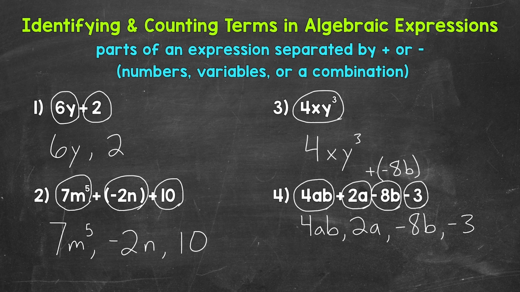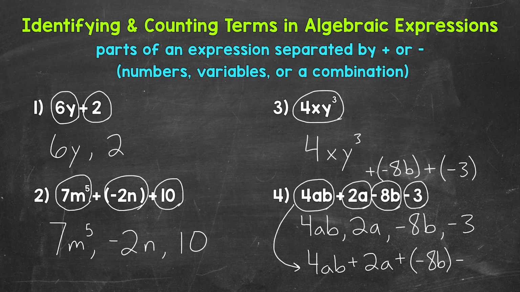Then we are subtracting 3, so add the opposite there. We are subtracting a positive 3. So let's add the opposite. So adding a negative 3. That's equivalent to subtracting 8b and then subtracting 3. So let's rewrite that algebraic expression. I'll come below here. So we have 4ab plus 2a plus negative 8b plus negative 3.